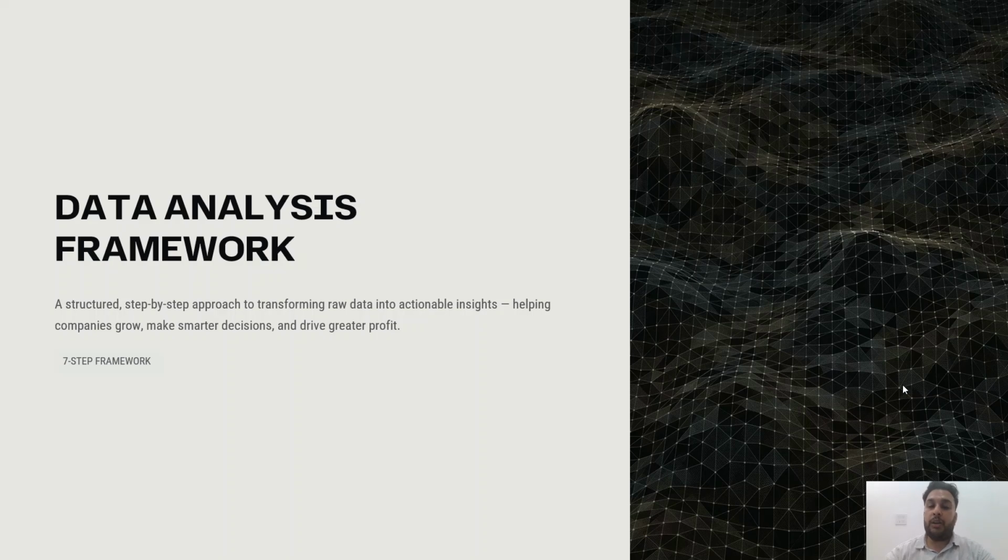Ever wondered how companies like Amazon, Zomato, or Netflix turn millions of rows of data into smart business decisions? The answer is simple. They don't analyze data randomly, they follow a structured process called the data analysis framework.